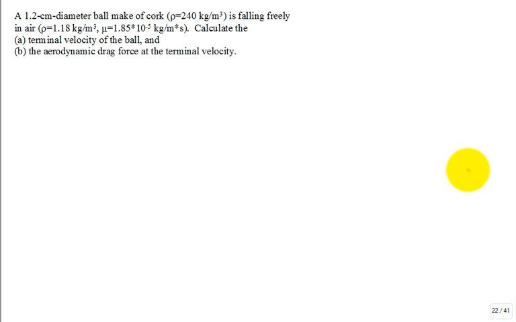We have a 1.2 centimeter diameter ball made of cork, so you get the density of the cork. It's free falling in air. There's a density of the air, viscosity of the air. Calculate the terminal velocity of the ball. I think we did that. We could do that, true? What are the three forces you need to consider? Weight, buoyancy, drag. Because it's a ball, you're going to need to get the drag coefficient.